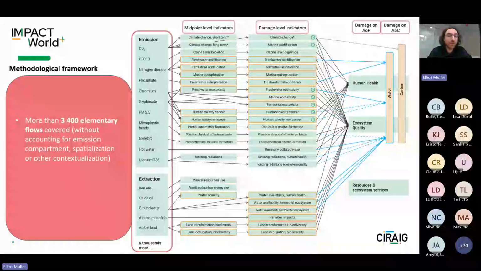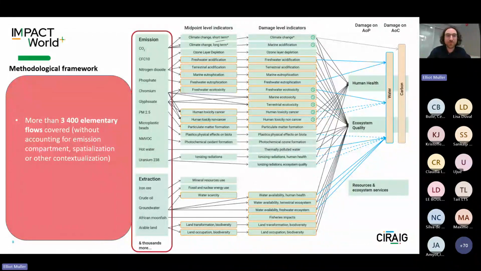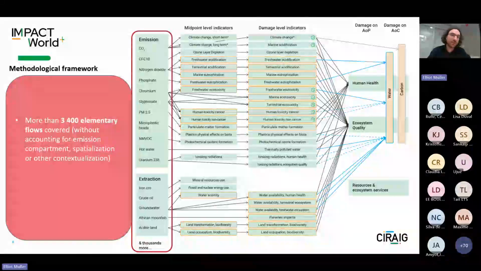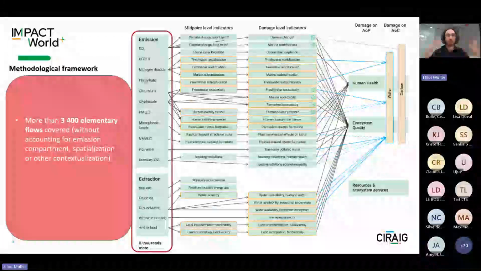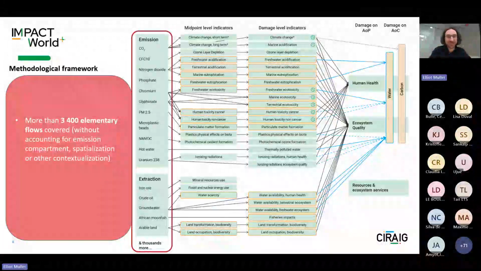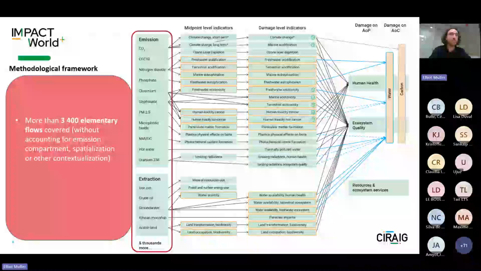And then Impact Plus offers quite a huge coverage of elementary flows, so more than 3,400 elementary flows covered. That's without taking into account the different emission compartments and specialization and other contextualization that can hugely improve the number of elementary flows covered. So that's basically the substances that are covered by any of those indicators.